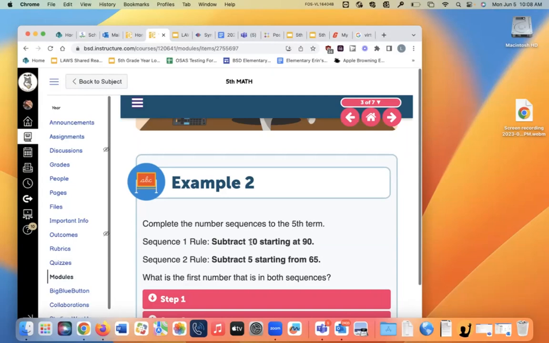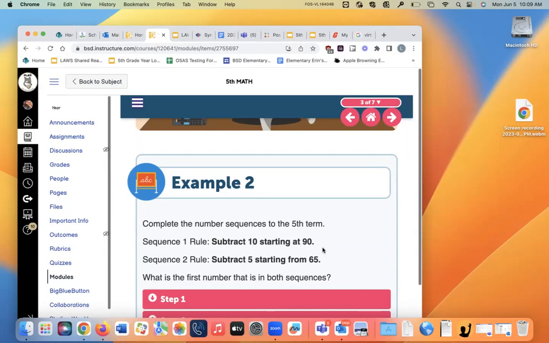So here you subtract 10 starting at 90. So this one's going to go backwards. It's going to start with 90. What is 90 minus 10? 80. Minus 10. 70. Minus 10. 60. Minus 10. 50. Okay, so there's 5 terms of that one.